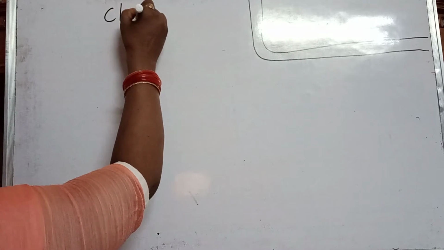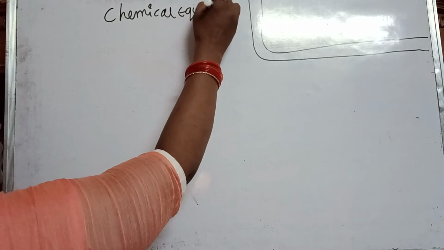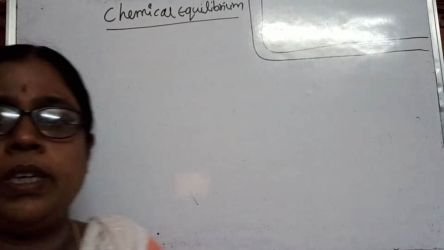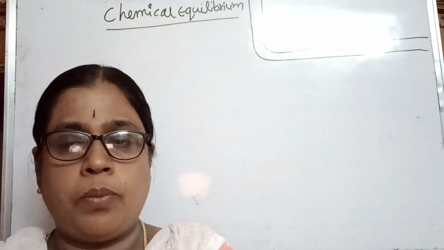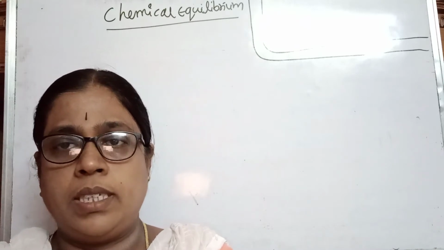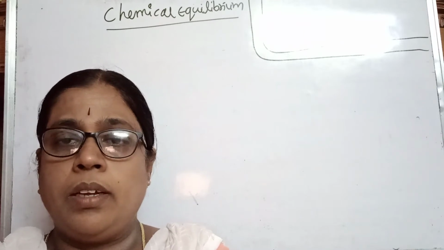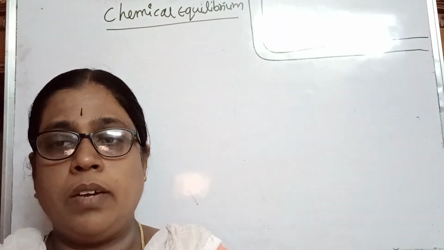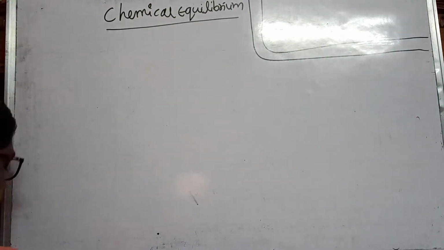Chemical equilibrium. In this session, I am going to explain the important topics from the MSET point of view, not NCERT. Okay, MSET point of view. Chemical equilibrium means the state at which the rate of the forward reaction is equal to the rate of the backward reaction.